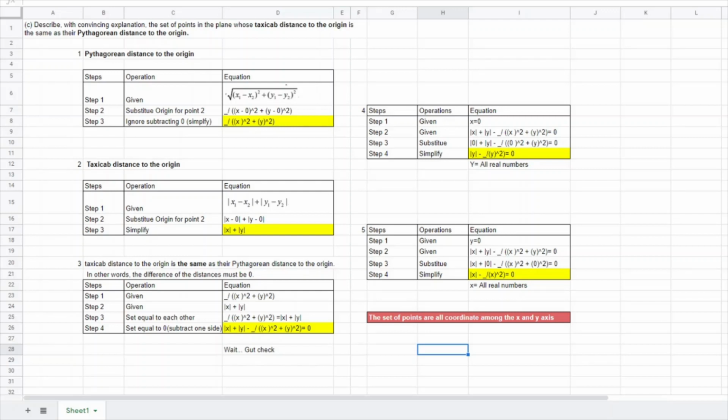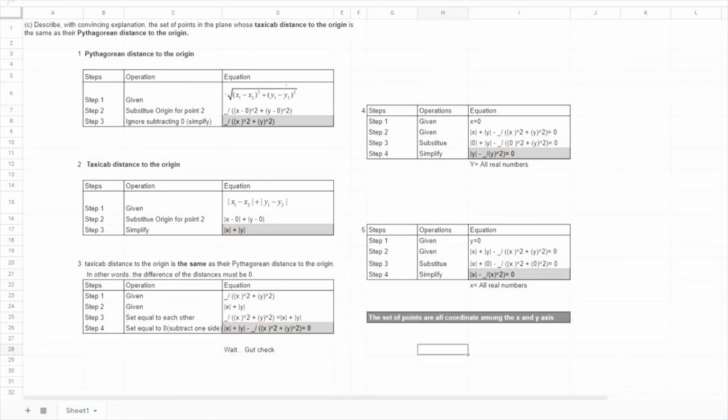Part 2, we're going to be getting the taxicab distance to the origin. Step 1 is given the equation. Step 2, we're going to be substituting the origin for point 2. Step 3, we're going to be simplifying it. Part 3, we're going to be setting the taxicab distance equal to the Pythagorean distance because, as the question says, they have to be the same. So step 1 and 2, we're just taking in the equations. Step 3, we're setting them equal to each other. And step 4, we're putting all of the information on one side so it's equal to 0. At this point, we have our final equation.